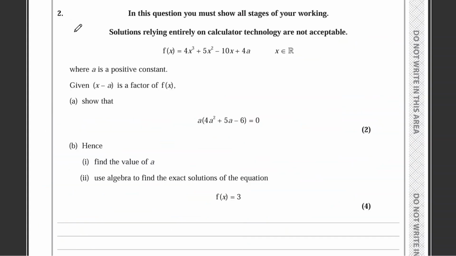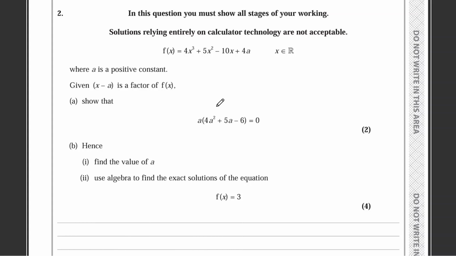Okay, so for question 2, we're told that f of x is equal to 4x cubed plus 5x squared minus 10x plus 4a, where a is a positive constant. And given that x minus a is a factor of f of x, we need to show that this here is true, and it's worth 2 marks, okay?